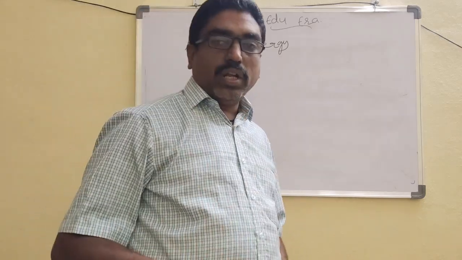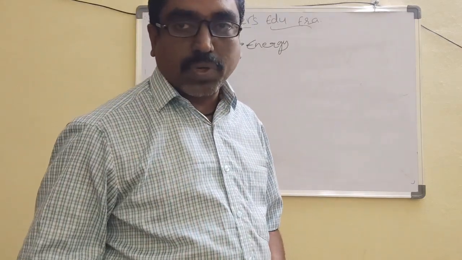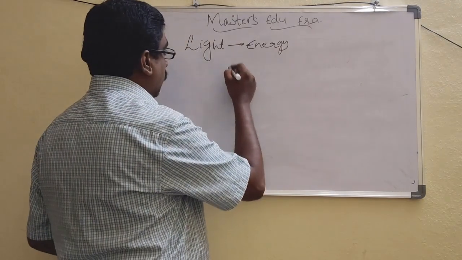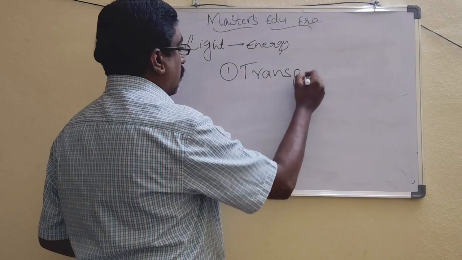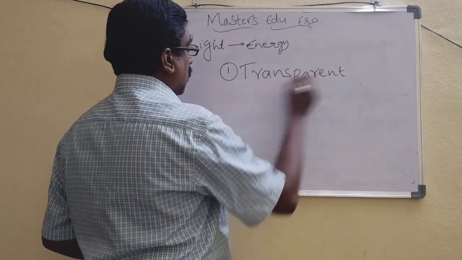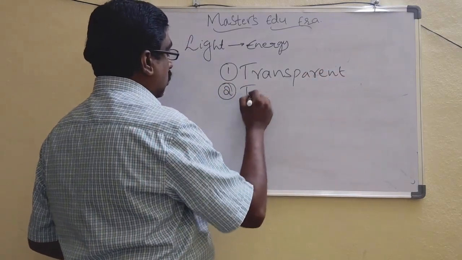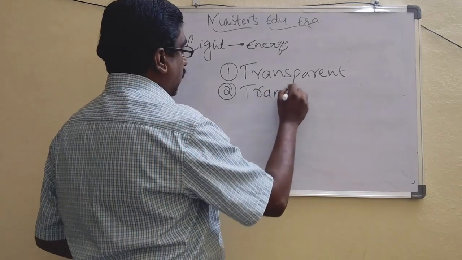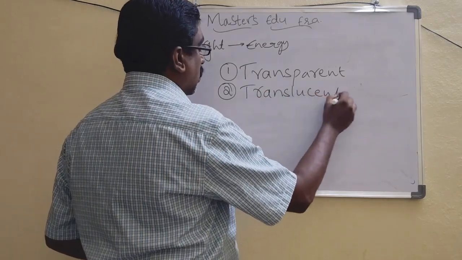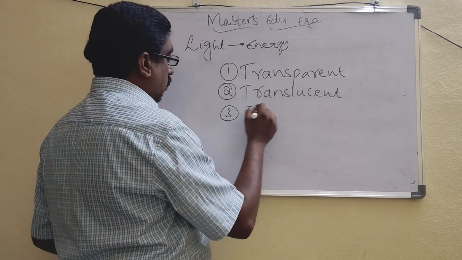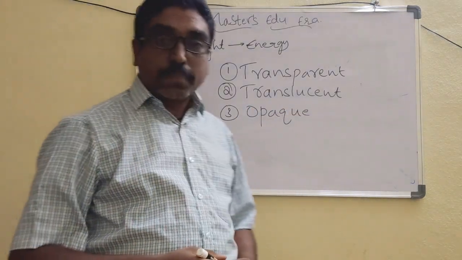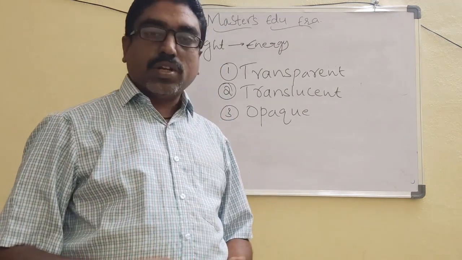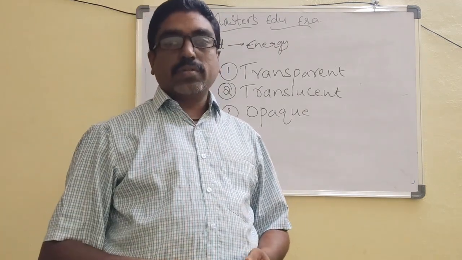So here, in total, we have three types of optical objects. They are number one, transparent objects, number two, translucent objects, and number three, opaque objects. Transparent objects, translucent objects, opaque objects.